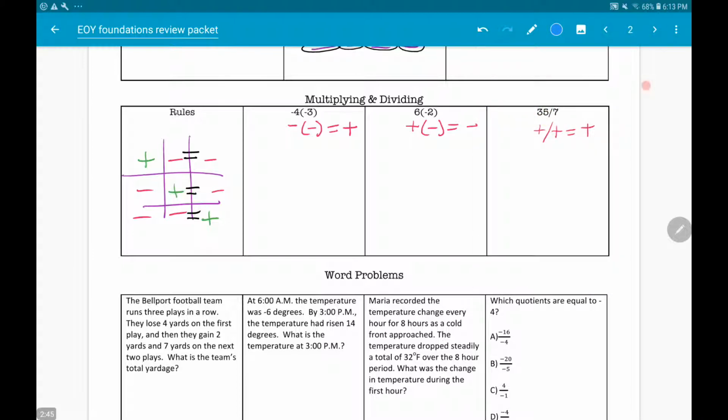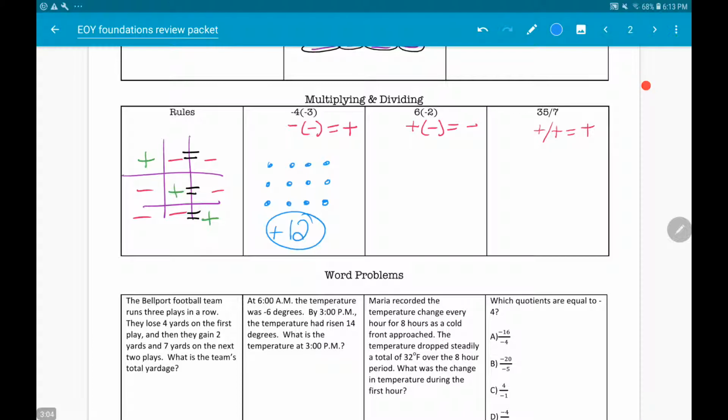Alright, so let's think of 4 times 3. So 4, 3 times. So 1, 2, 3, 4. 3 times. 1, 2, 3, 4. Okay, that is how many total? That's 12, so my answer is +12.